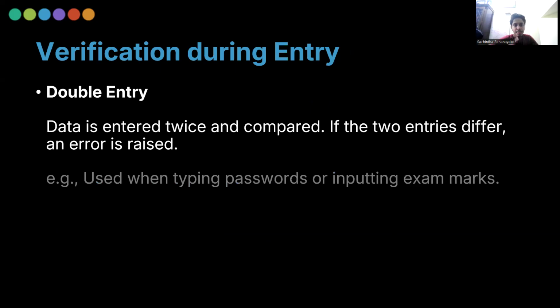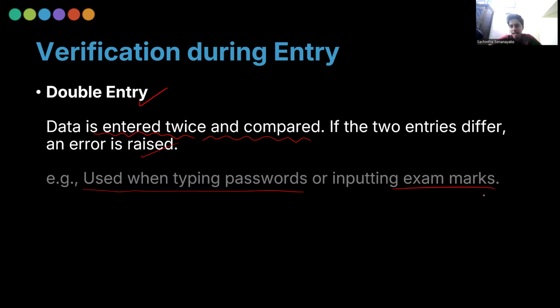Verification during entry can be first achieved using double entry. Double entry is very easy. Data is entered twice and compared. If the two entries differ, an error is raised. Now, this is very commonplace when you sign up to a website. It is used when typing passwords, where you are asked to type in your password along with a confirm password. If they are the same, then you can ensure that the data is correct.